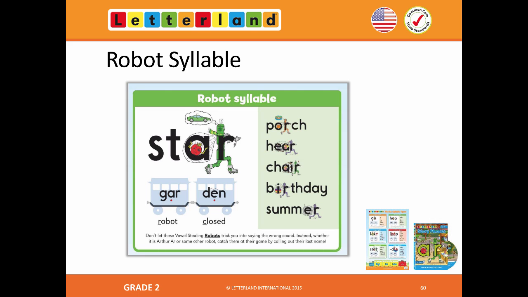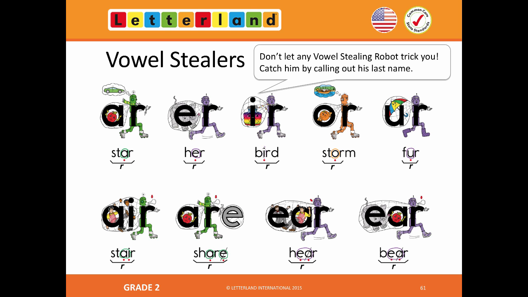Yet another syllable type is known in Letterland as the robot syllable. This follows on from the story of how the robot steals the vowels and puts them in their robot sacks before reporting their catch by saying their last name, R, or, and These are the R-controlled syllables. By circling the vowels in the robot sack when quick coding, the children are reminded of the correct sound.